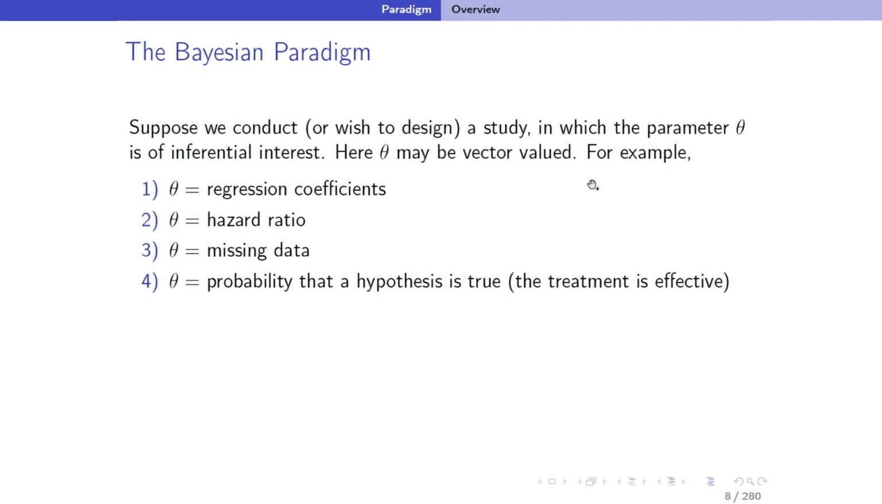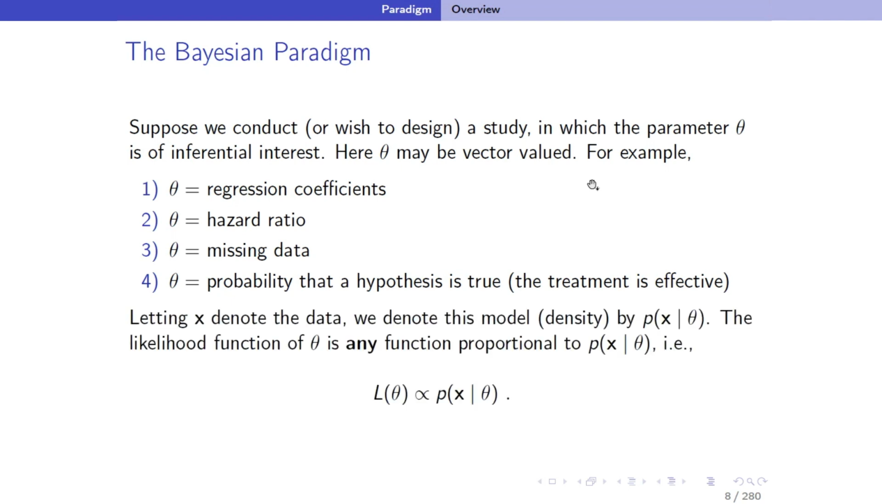And suppose that we more formally want to conduct a study, and the parameter theta is of inferential interest. It can be many examples. It can be a regression coefficient, it can be missing data, it can be a hazard ratio, it can be just the probability of something true, just anything that you want to find out.